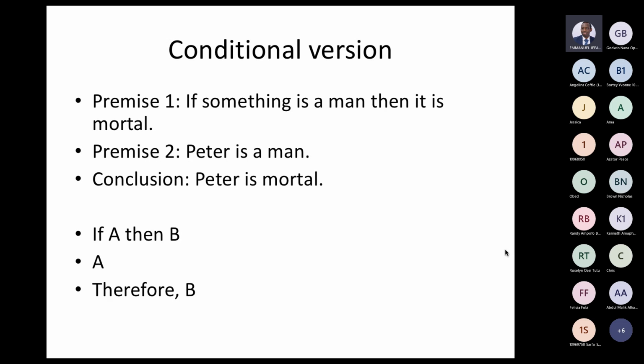Now let's look at the conditional version. If something is a man, then it is mortal. Peter is a man, therefore Peter is mortal. If A, then B. X is an A, therefore X is a B. Or you can say, if A, then B. A, therefore B.